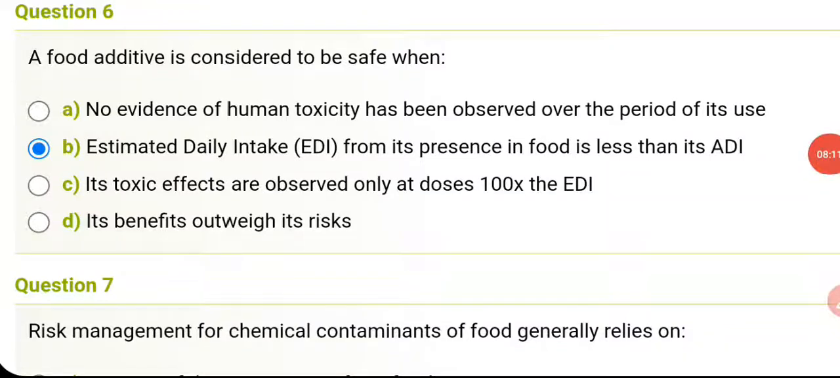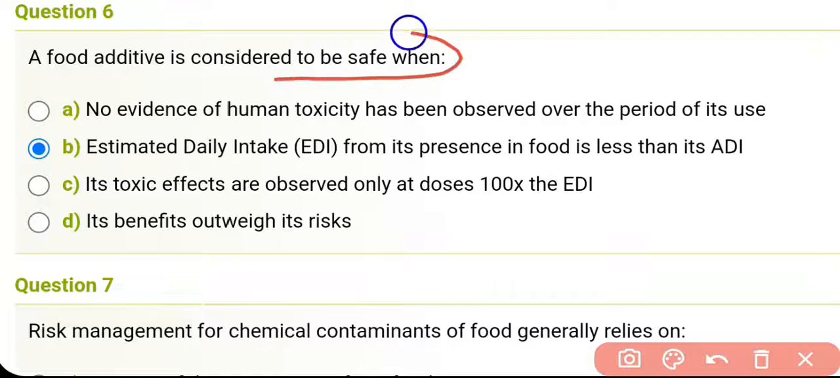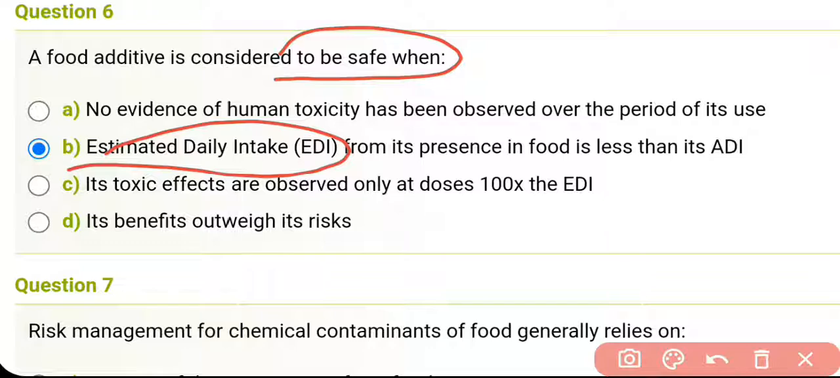It's acceptable daily intake, which is nothing but the accepted level of these substances which can be taken for a lifetime without any risk of bad health effects. So the estimated daily intake, EDI, from its presence in food is less than its ADI. A food additive is considered safe because the total estimated daily intake is less than the ADI, the acceptable daily intake.